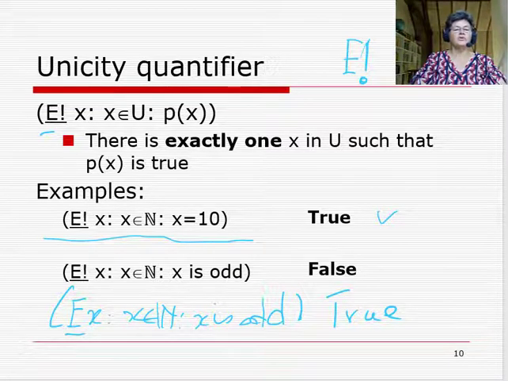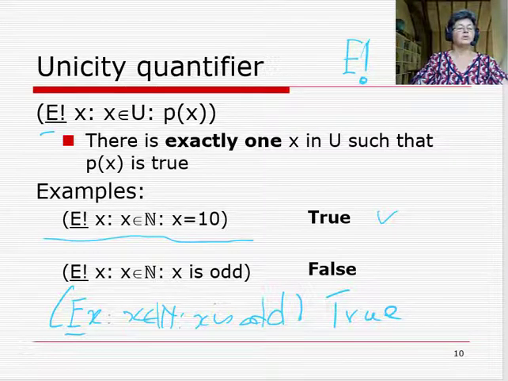If we look at the first example, the unicity one and the existential one will both give you a true. In the second example, the unicity one will give you a false, and the existential one will give you a true. Okay, that concludes this lesson about negating quantifiers and the unicity quantifier.